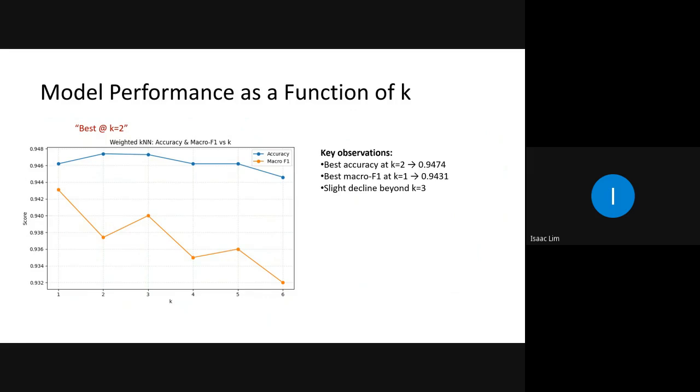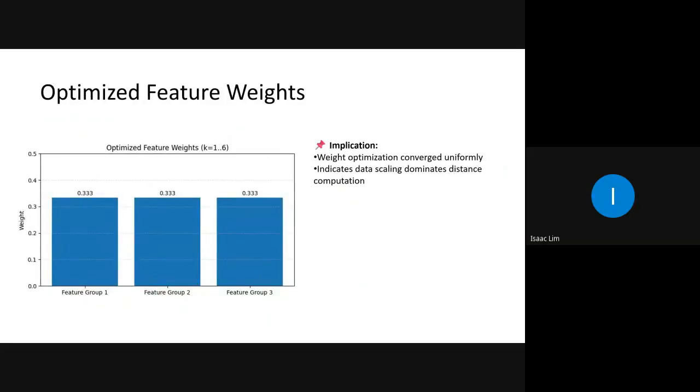Next. Here are the results of feature weight optimization, and all 3 feature groups converge to equal weights, about 0.333 each. This uniform distribution indicates that after scaling, all features contribute equally to distance computation. In other words, the model is well balanced and not overly dependent on any single feature group.